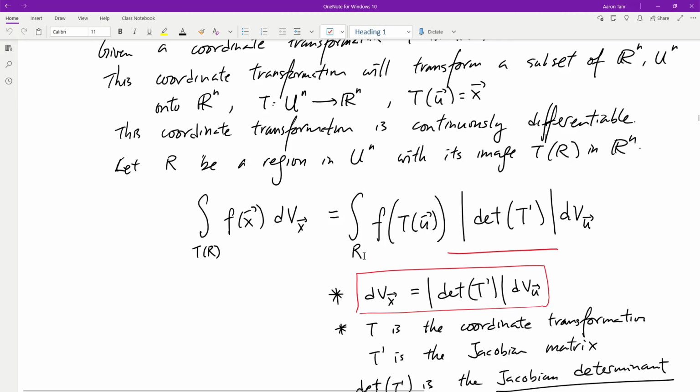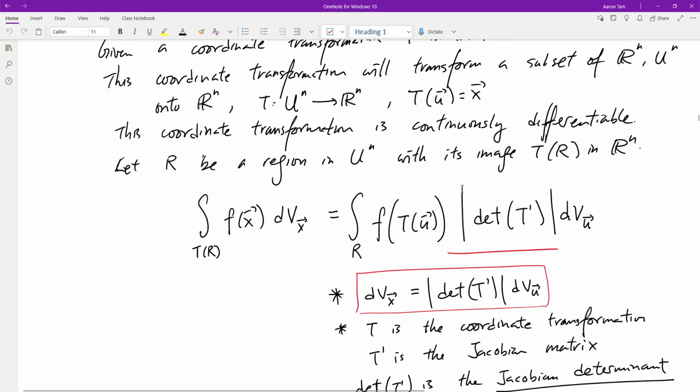So R would be the region in the new coordinates, and after transformation it becomes the region in the original coordinate system. So here the vector x basically just means x, y, z, while the vector u could be the new coordinate system, just like polar or cylindrical or spherical or any coordinate transformation that we want. And we already know that we should perform a composition of the function f with the transformation, which will allow us to input the new coordinates into our function.